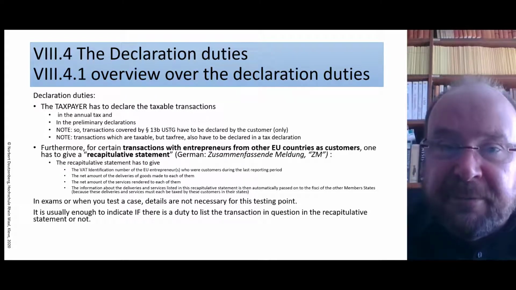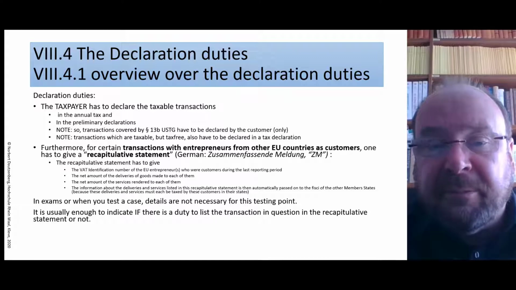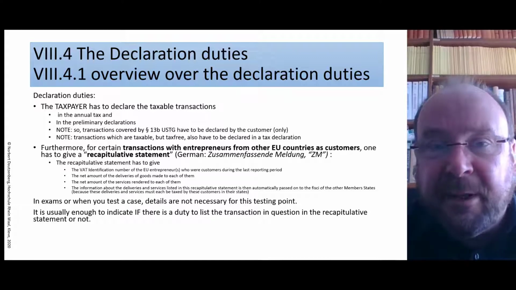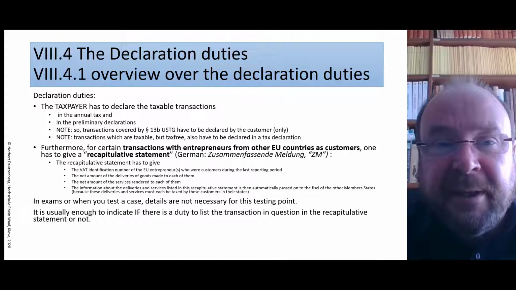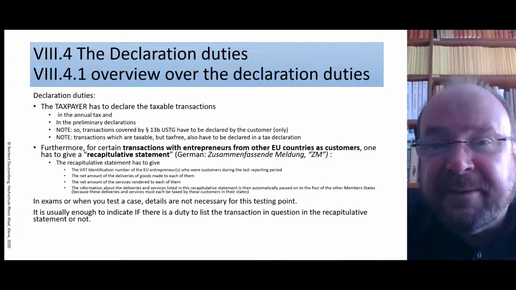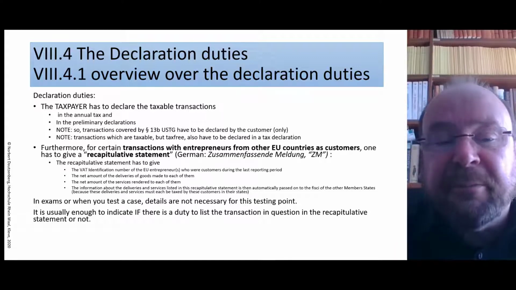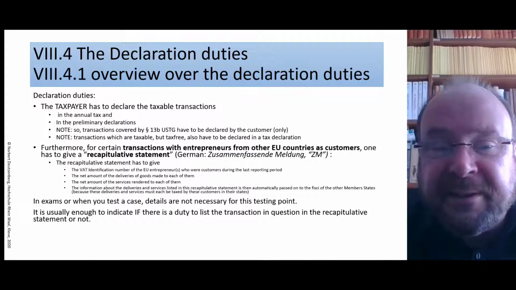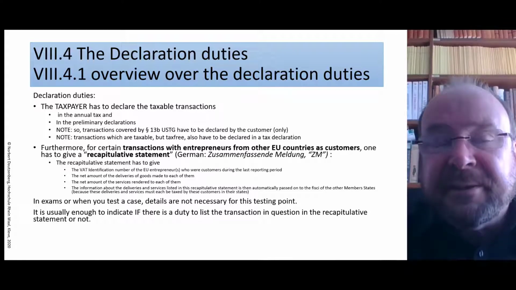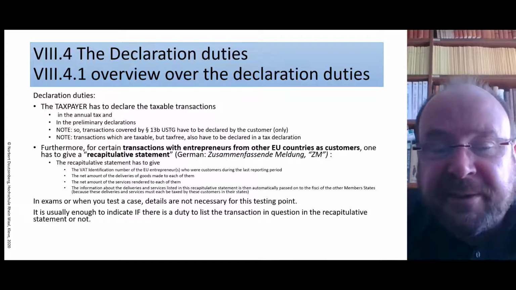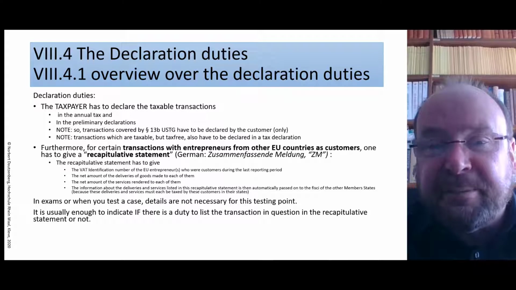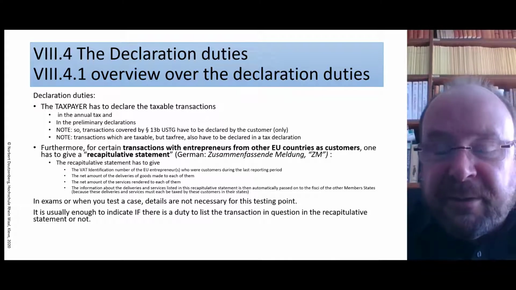Now, if something has to be paid by the customer, then also the tax declaration duties are shifted to the taxpayer, so to the customer. The taxpayer is the one who has to fulfill the fiscal obligations from the case, if nothing else is explicitly stated. So if paragraph 13b reverse charge system says the customer is the taxpayer, then also the declaration duty is shifted to the customer.